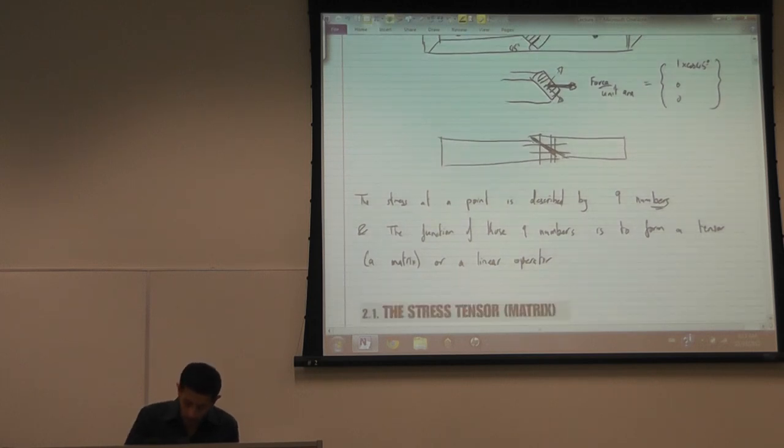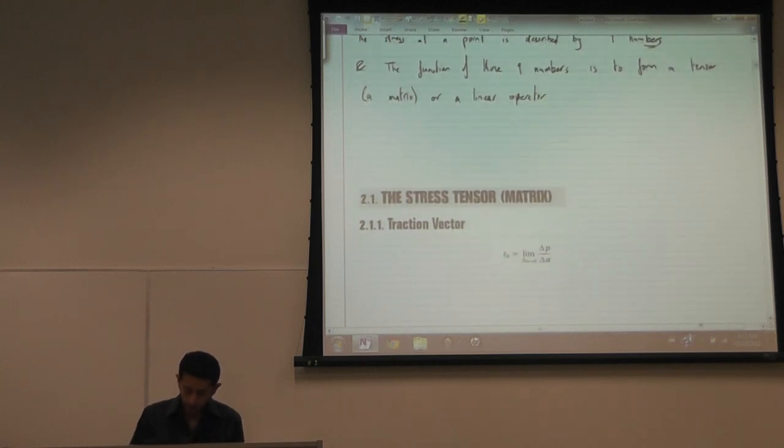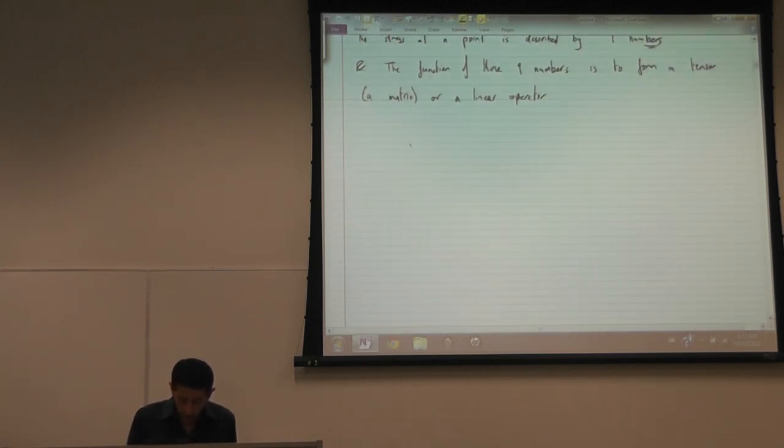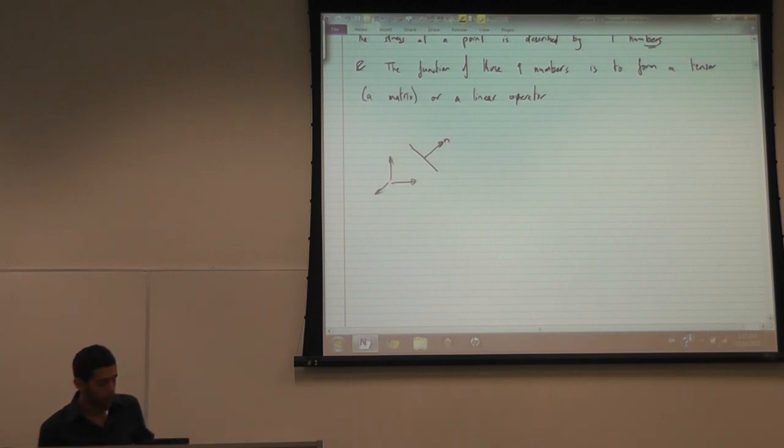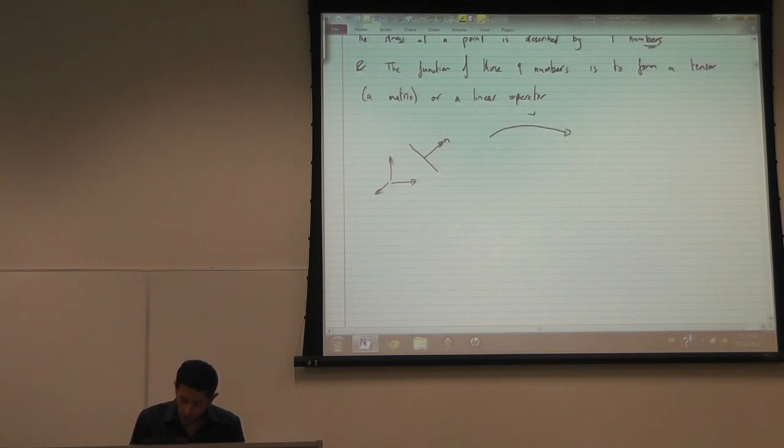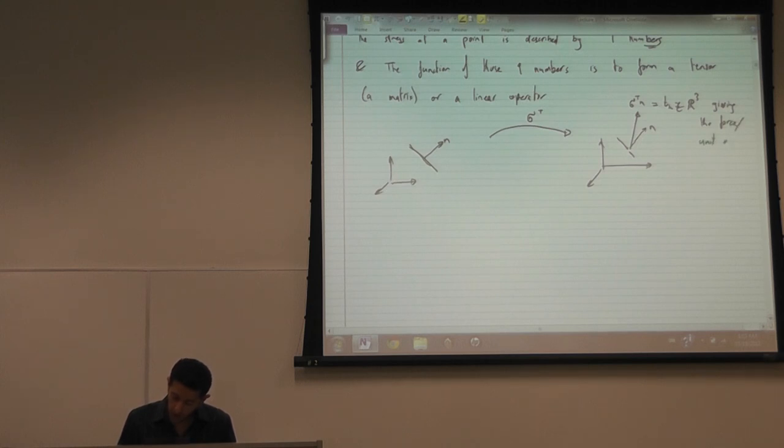So what does it do? Well, if I know the plane, if I know the unit norm perpendicular to this plane, the function of the stress matrix is, given this plane and given this normal, I'll give you another vector that's equal to sigma transpose times n, which I call Tn, which is a vector giving the force per unit area acting on that plane.